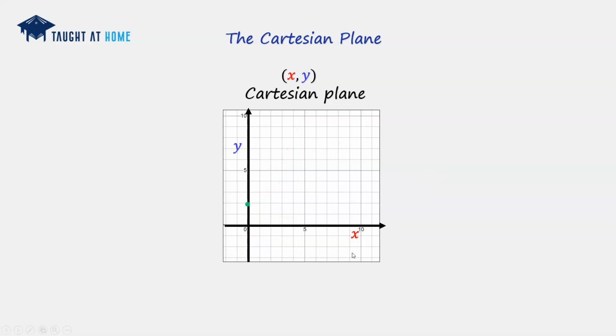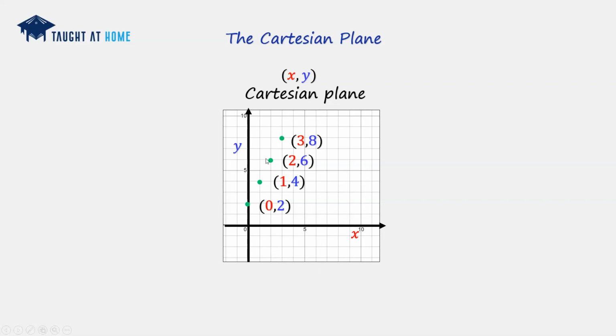Getting a bit trickier now. This point here, x is 0 and y is 2. X is 1, y is 4. X is 2, y is 6. And x is 3, y is 8. So take a minute there, think about what the relationship between the y coordinate and the x coordinate is.